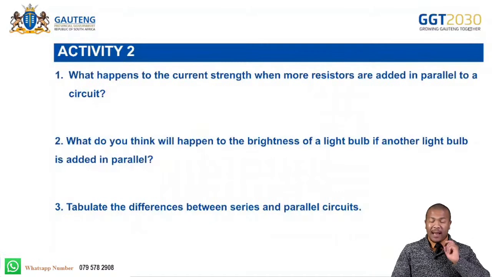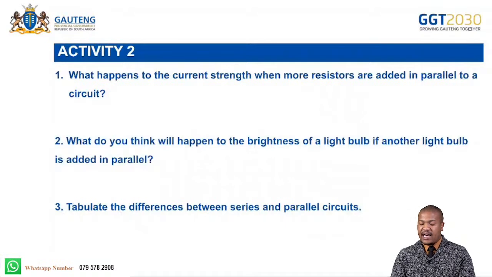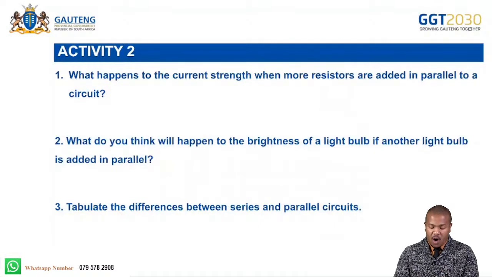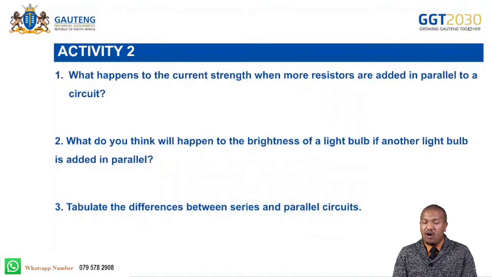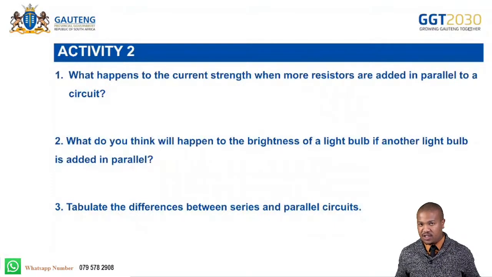Right. Number 1 says, what happens to the current strength when more resistors are added in parallel to a circuit? Number 2, what do you think will happen to the brightness of a light bulb if another light bulb is added in parallel? Then number 3, tabulate the differences between series and parallel circuits, right? Because now you still need to draw a table. I'm going to give you a full 5 minutes to complete this activity. Please don't forget our WhatsApp interactive number, right? So now let's meet after 5 minutes.